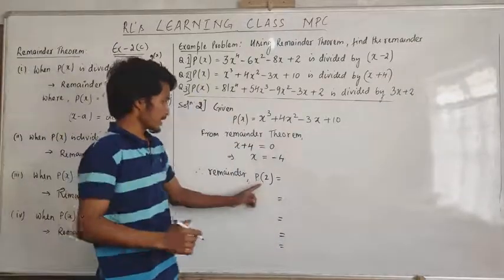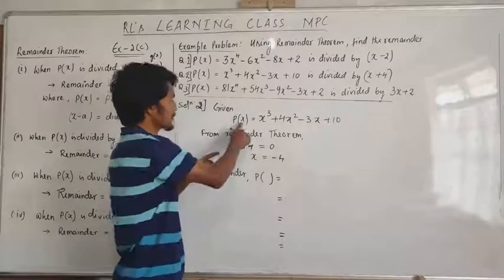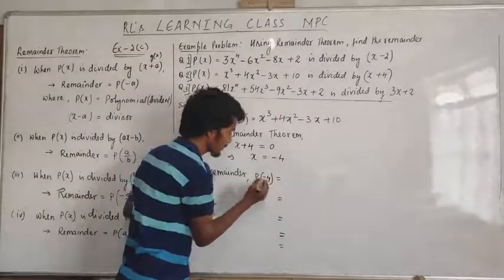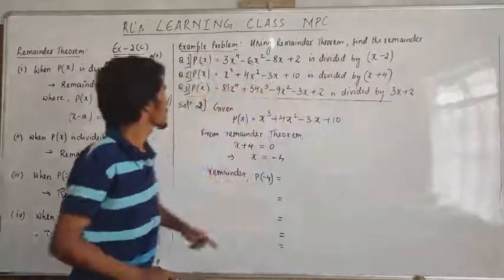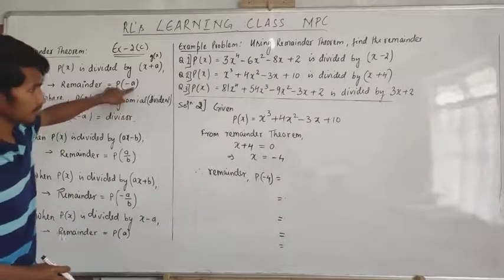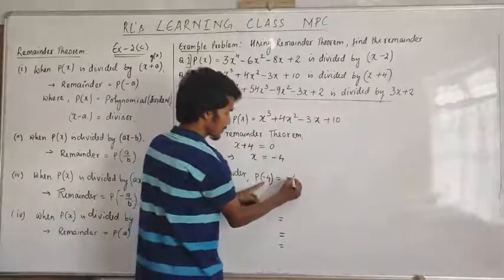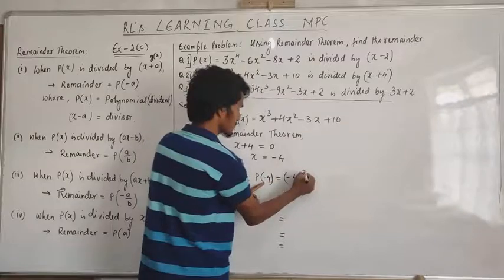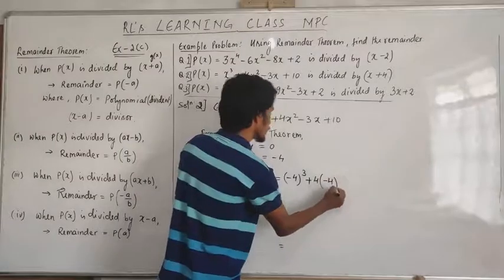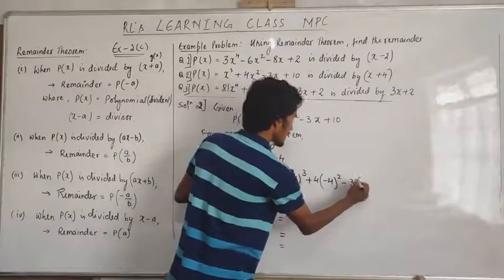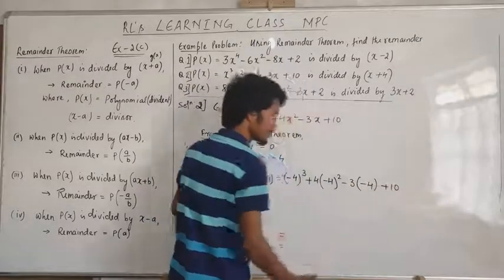How much do we get here? Minus 4, and in place of this x we have to put minus 4. That is how to do this, because here it is x plus a, so that is p of minus a. Now p of minus a: in place of this x we put minus 4 to the power 3, then plus minus 4 to the power 2, then minus 3 times minus 4, then plus 10.